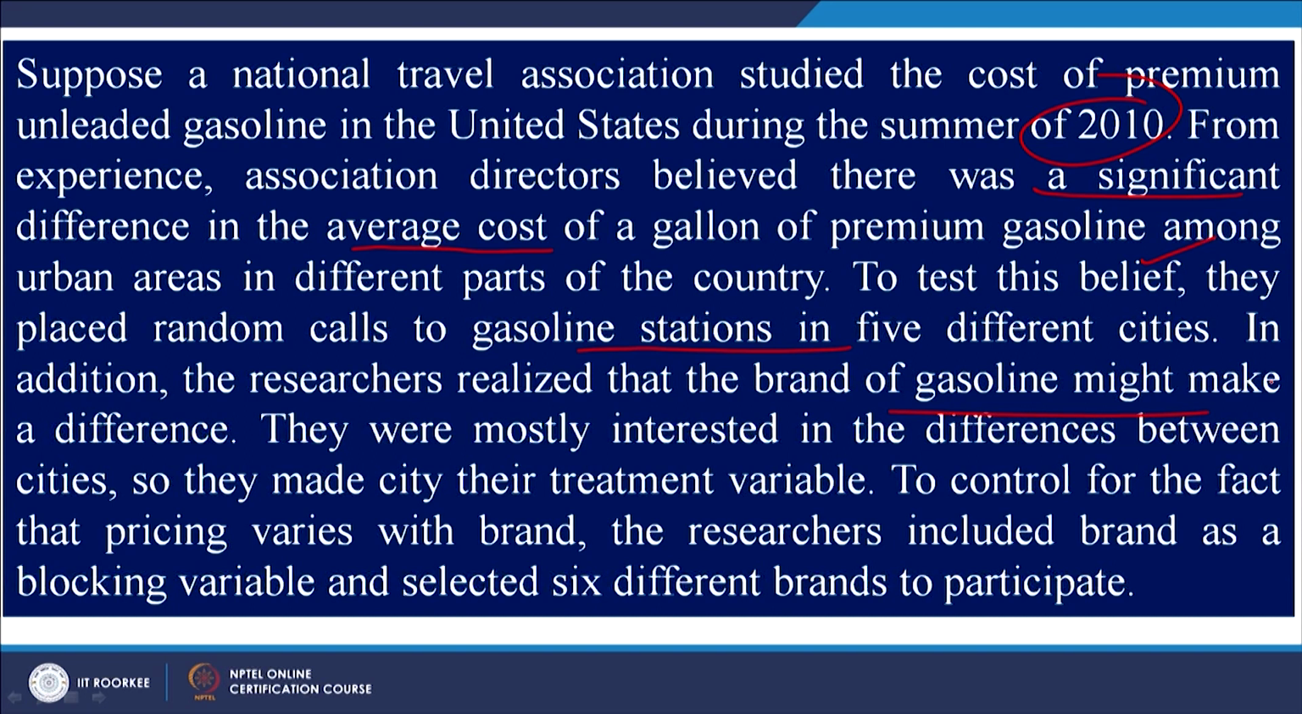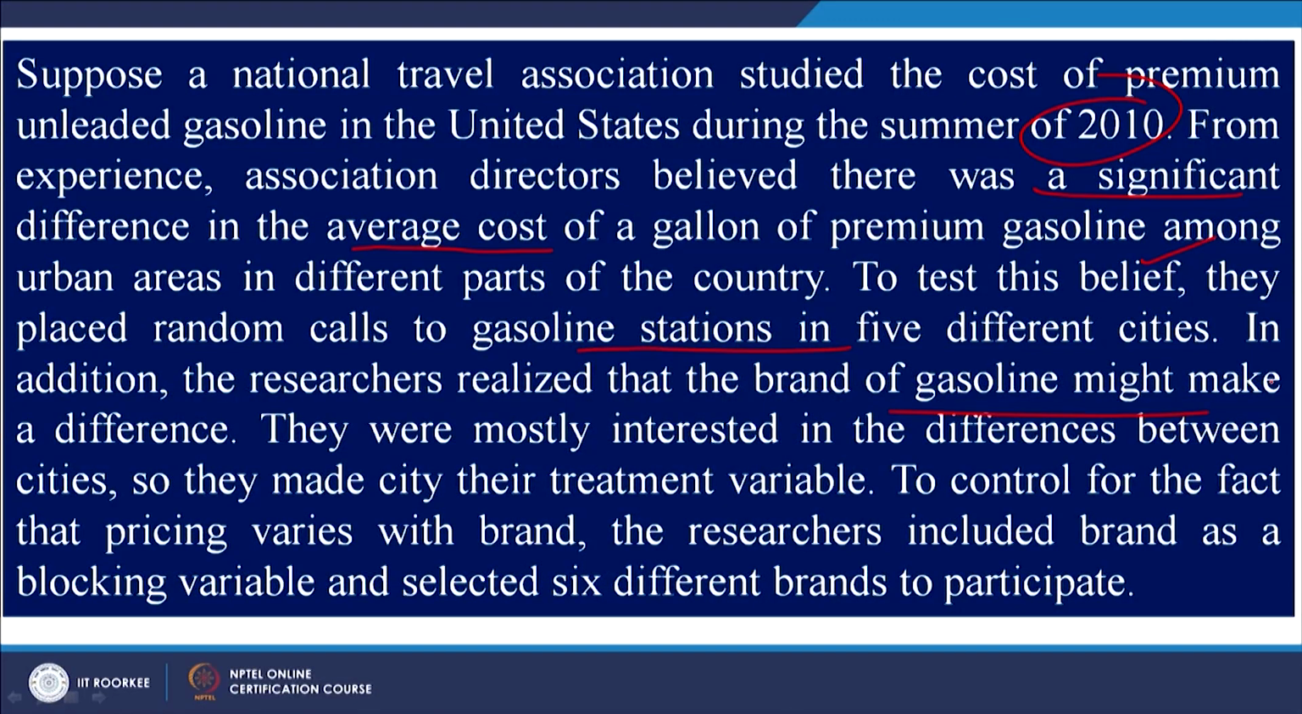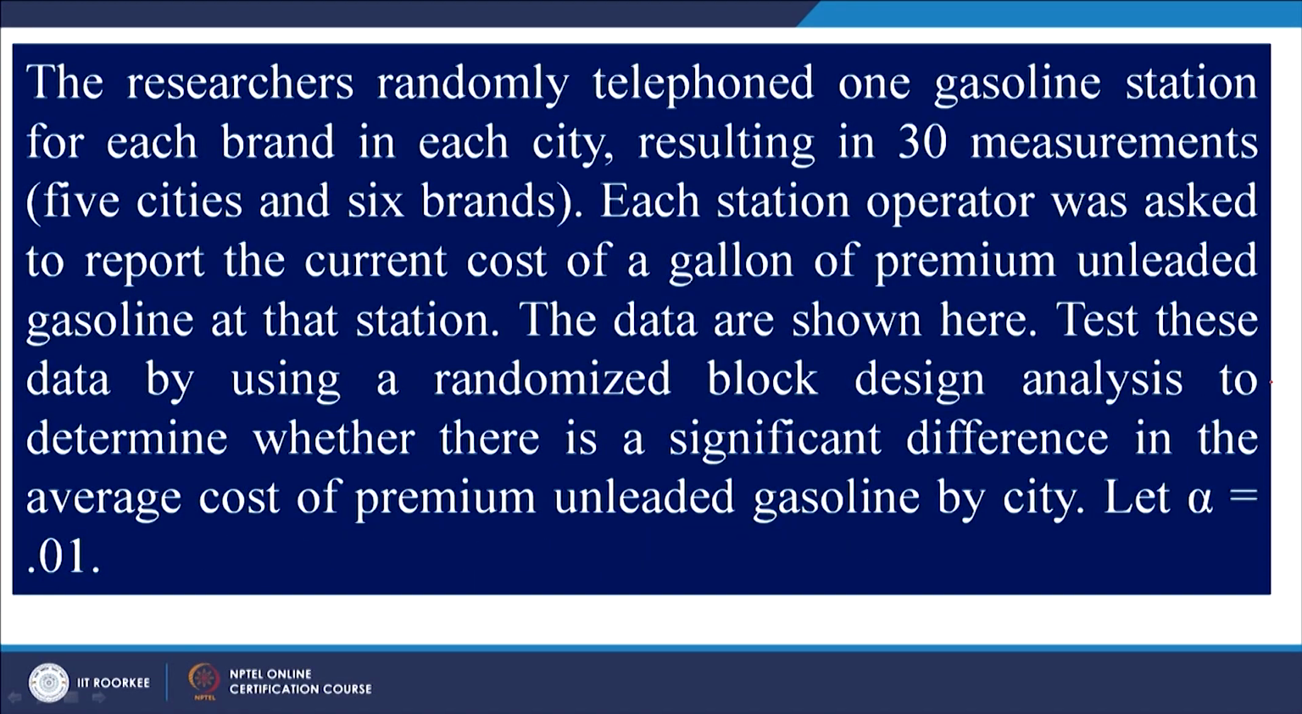So, their independent variable is whether there is a difference in cost of gasoline in different parts of the country, or these 5 cities of the country, and they knew that the brand also affected price. So, they set up an experiment and they got this particular data. So, this is how they collected data.